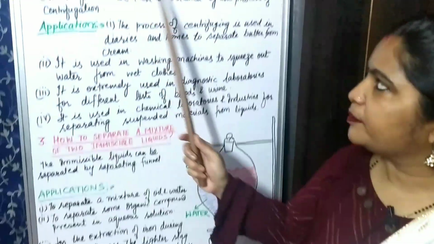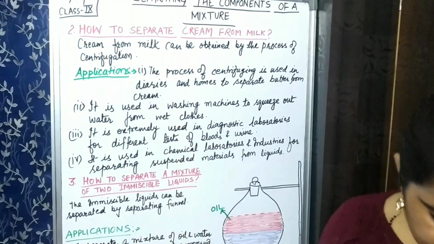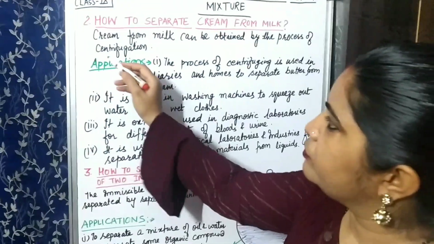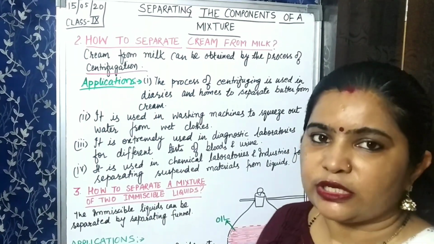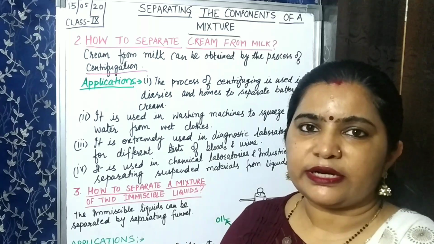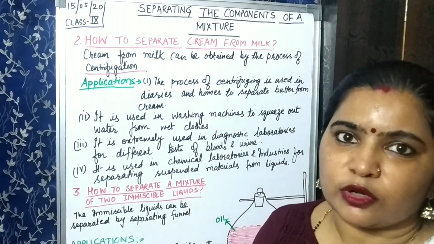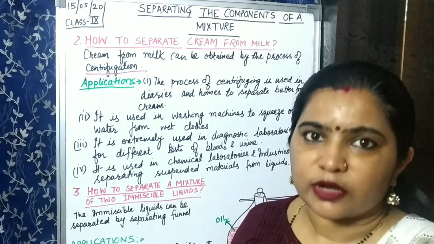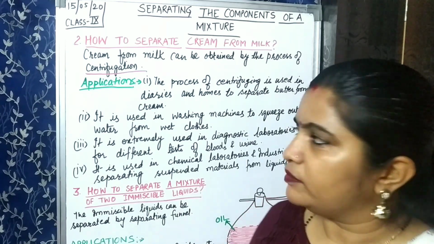So how to separate cream from milk? Scientifically, that process is known as centrifugation. This method is actually to separate out the solid part from the solvent. Means the solute is present in the form of solid and you have to separate it out from the liquid solvent.